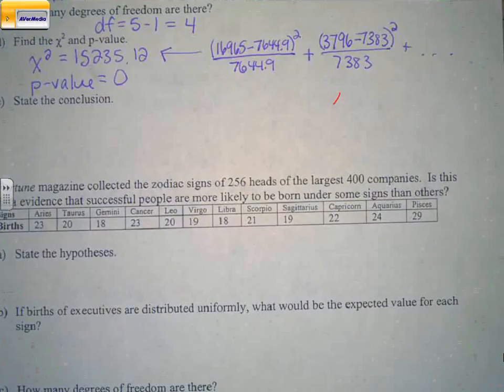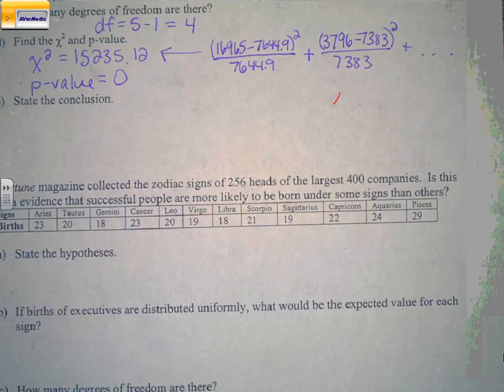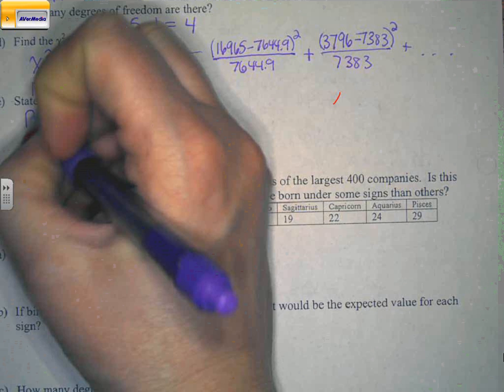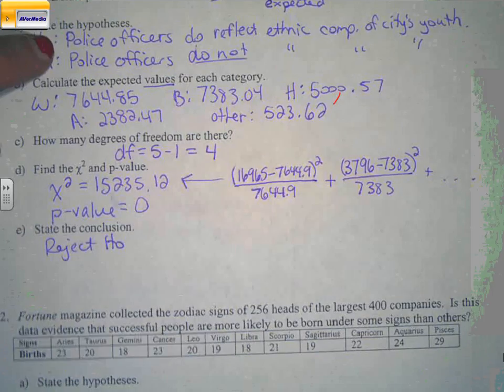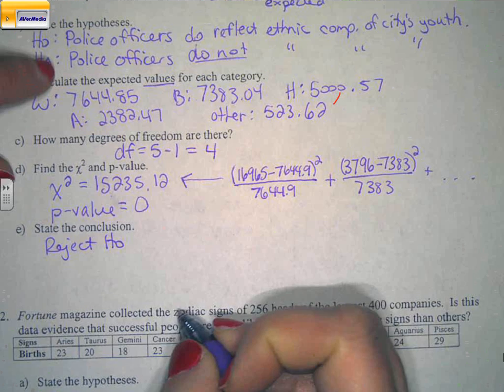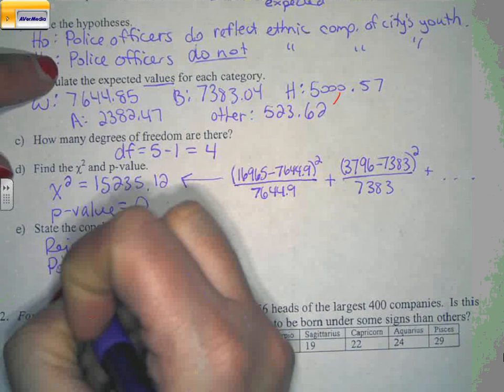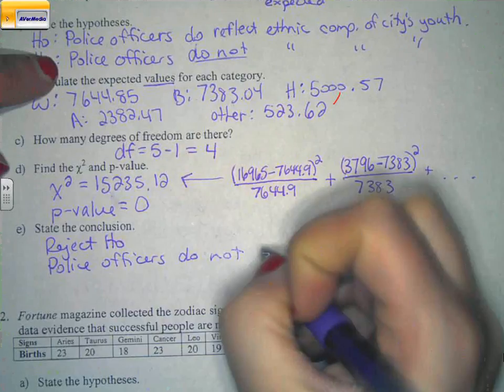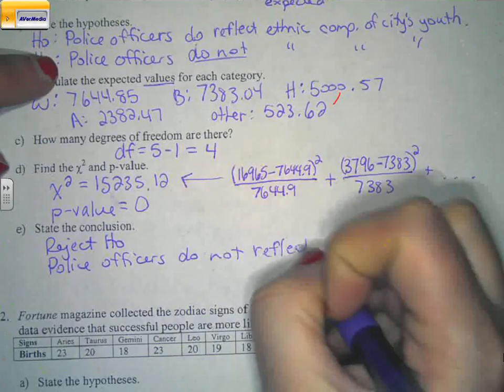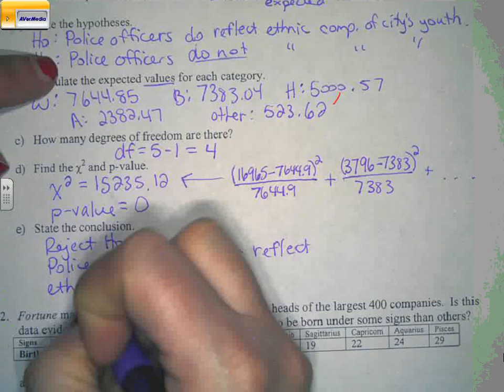Okay, so now this is a statement conclusion. This is like always: if the p-value is low, reject the H-naught. So what are we going to do? It's very, very, very low. So we're going to reject the null hypothesis. So if we reject the null hypothesis, that means we're accepting the alternative. So our conclusion in context is that police officers do not reflect the ethnic composition of today's youth, or of the city's youth.